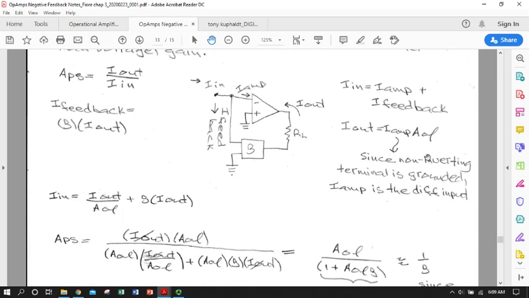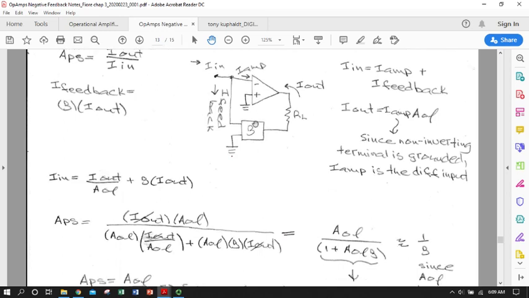Okay, since the non-inverting terminal is grounded, I amp is the differential input. So again, this is at ground, so whatever flows in here ends up having to go to ground right there. So it's really simple. So now we're just going to do some plug and chug and define I in. We're going to plug expressions back into our Kirchhoff's current law expression.